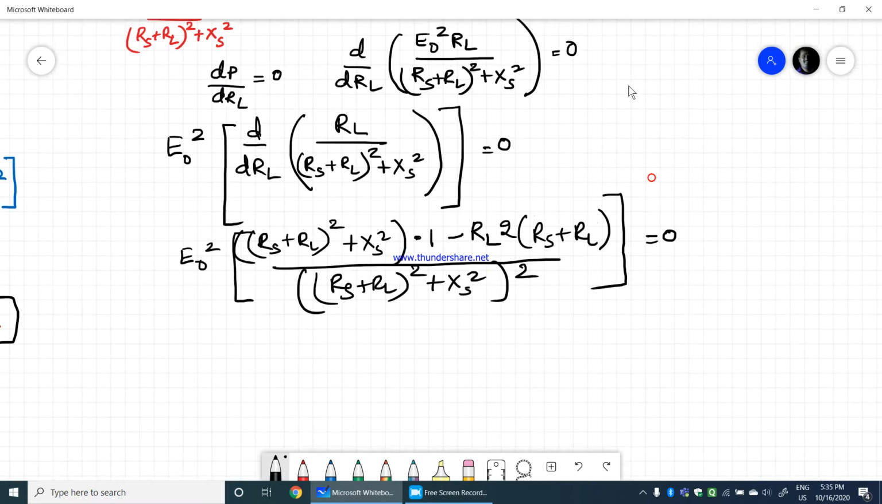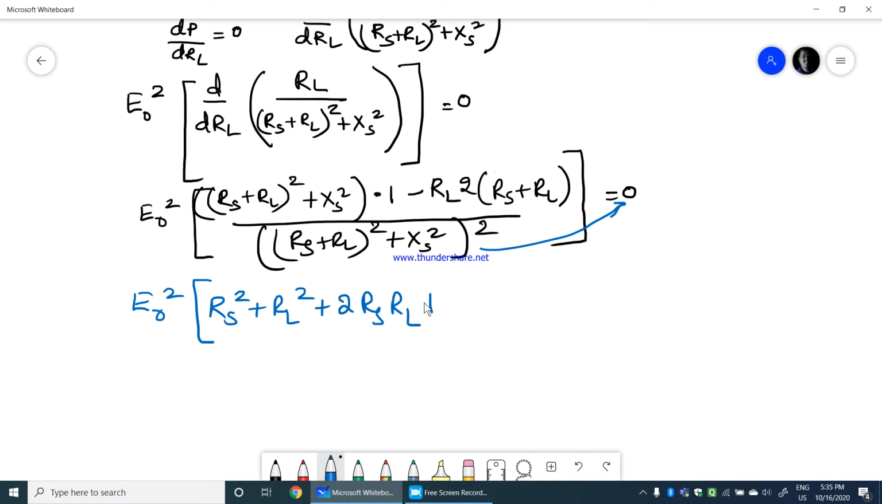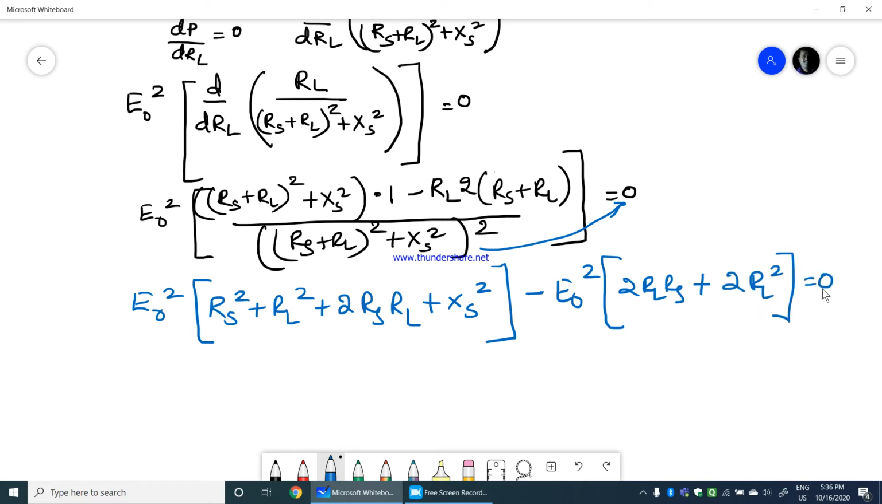Now again, this denominator term gets multiplied with this 0. So what will we get? I'll finally get E naught square into, I'll expand this, RS square plus RL square plus 2 RS RL plus XS square, this minus E naught square into 2 RL RS plus 2 RL square equals 0.